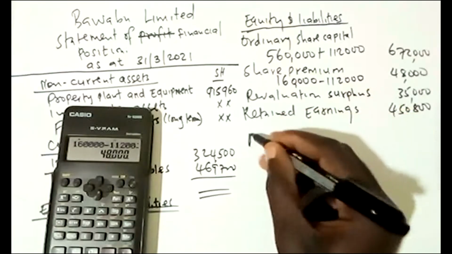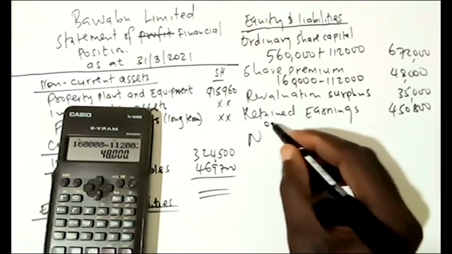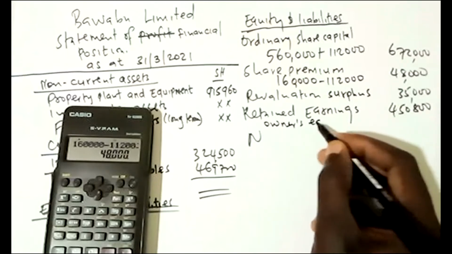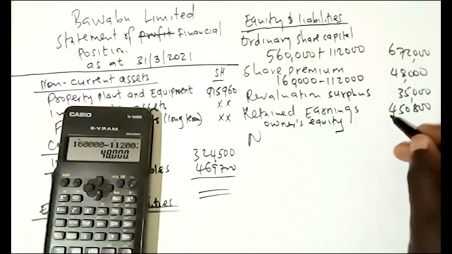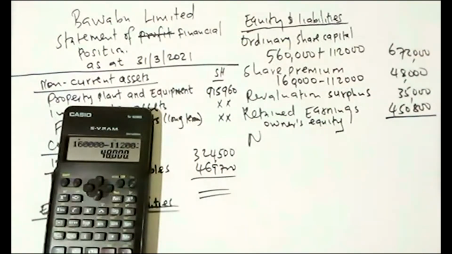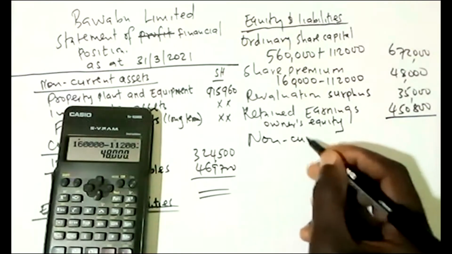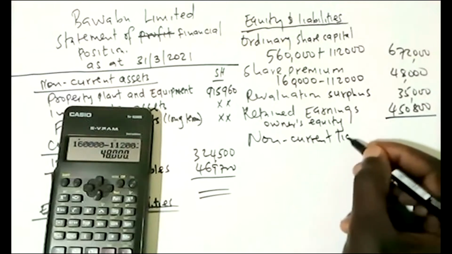Then after that, we have to talk about the total. This is owner's equity. The total there is owner's equity. Next we have to talk about non-current liabilities.